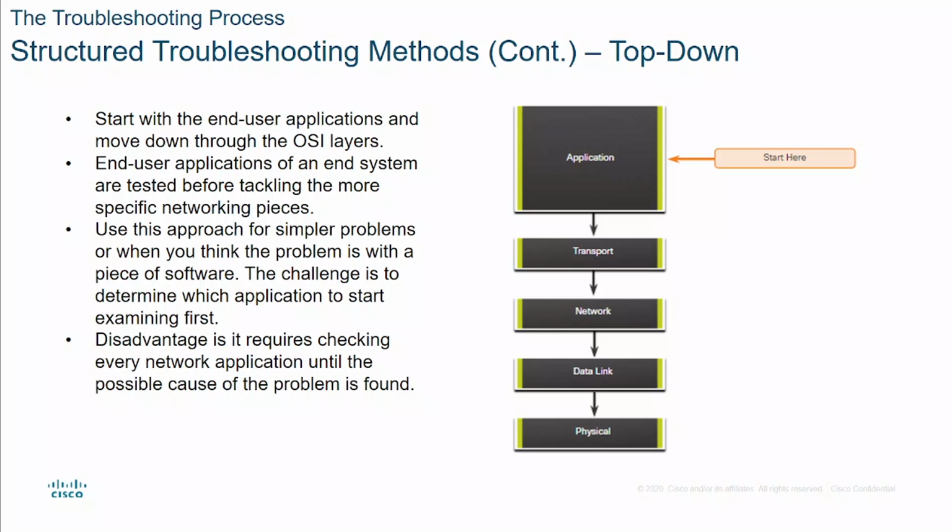When we start from the end user application, we move down through the OSI layers. The end user applications of an end system are tested before tackling the more specific networking pieces. Use this approach for similar problems or when you think the problem is with a piece of software. The challenge is to determine which application to start examining first. The disadvantage is that it requires checking every network application until the possible cause of the problem is found.